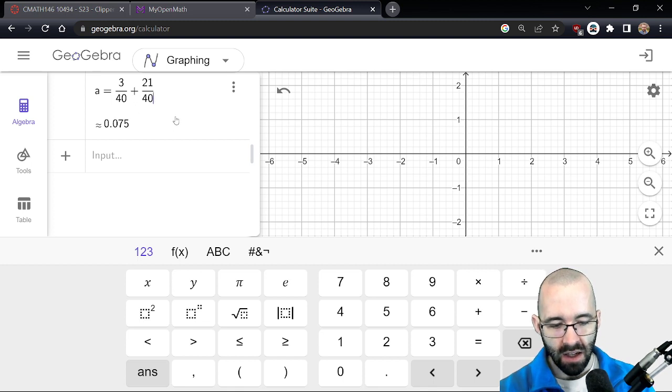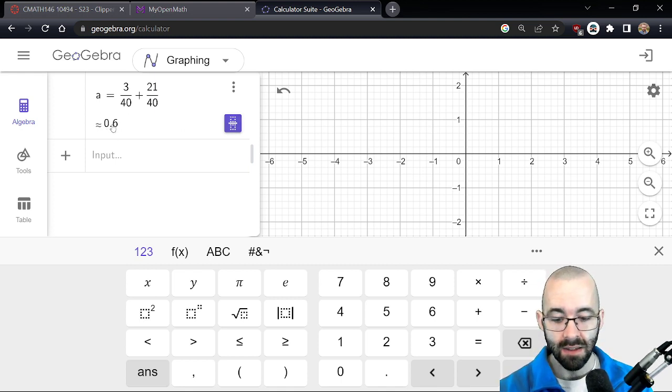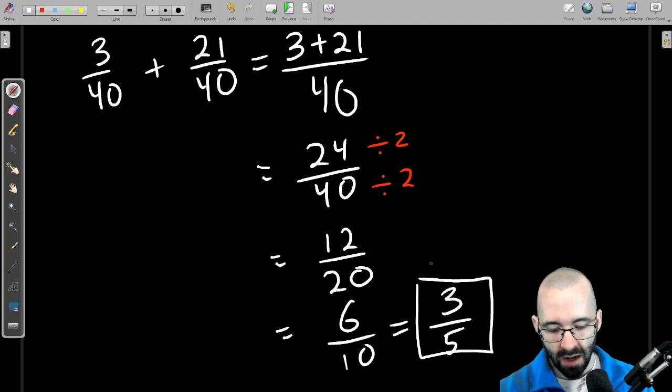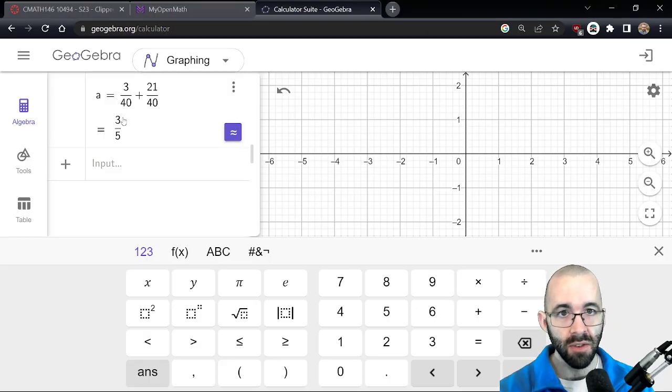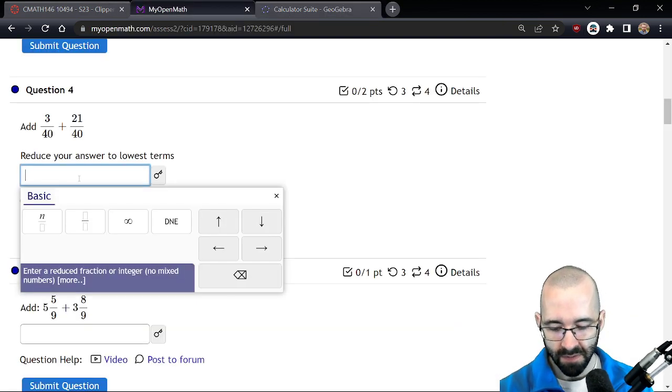Okay. And then press enter to have it update its answer. And it says it is 0.6. Now our answer was 3/5. 3 divided by 5 is 0.6. In GeoGebra, you can click this button to see your answer as a fraction. And you can see that it is indeed 3/5.